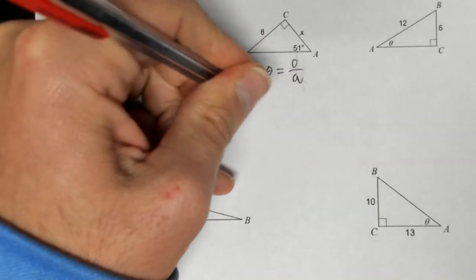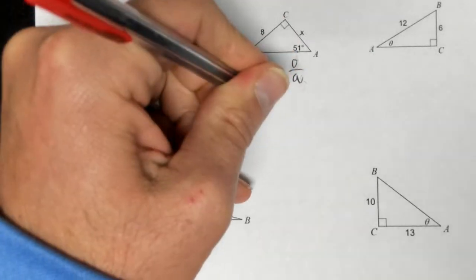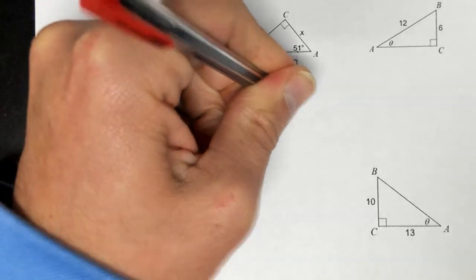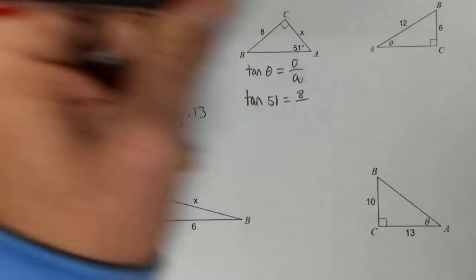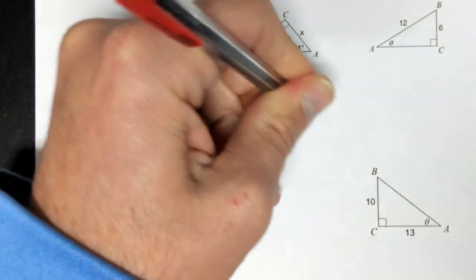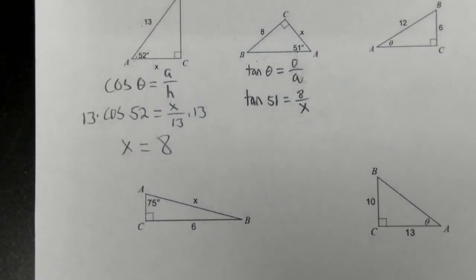So this will be tangent. My reference angle is 51. My opposite side is 8. My adjacent side is x. And once again, I've now got an equation that I can solve for x.